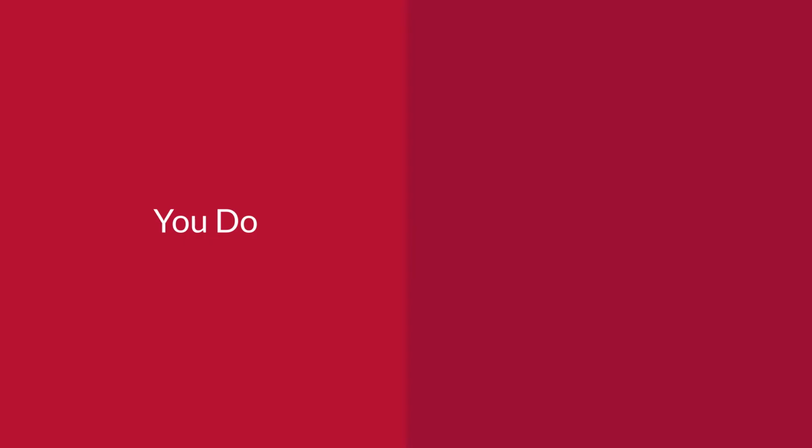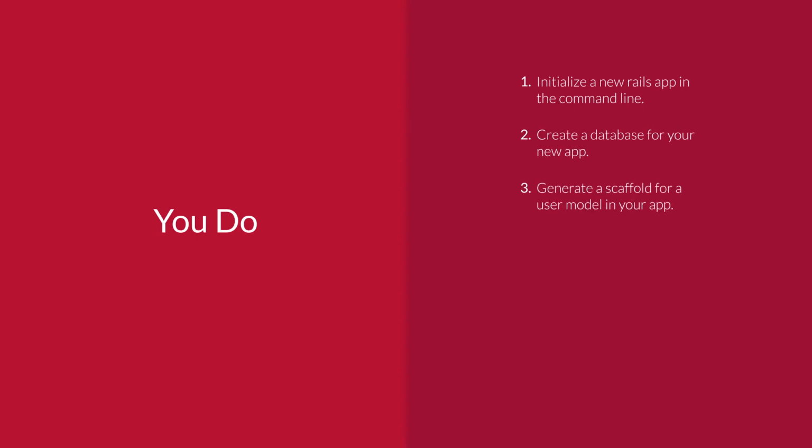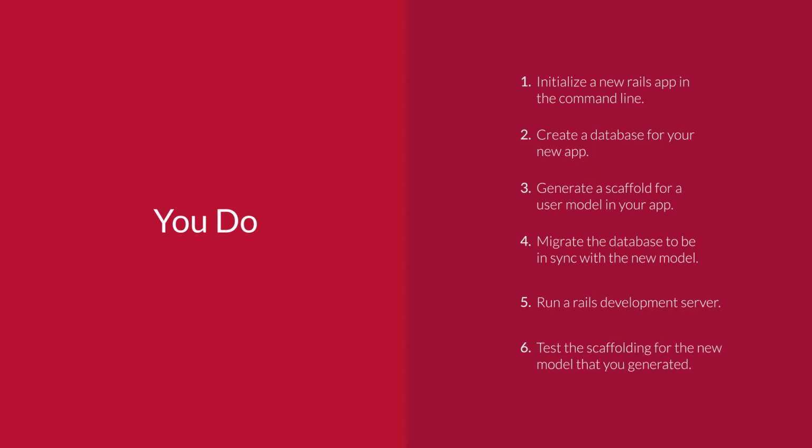Complete the following steps on your own. Initialize a new Rails app in the command line. Create a database for your new app. Generate a scaffold for a user model in your app. Migrate the database to be in sync with the new model, run a Rails development server, and test the scaffolding for the new model that you generated.